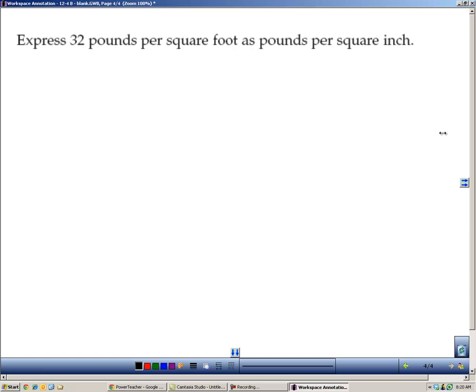Here's an example with an interesting twist. We have to express 32 pounds per square foot as pounds per square inch. So we'll start with 32 pounds over 1 square foot, which means that's feet squared. So there are actually 2 feet units we have to cancel. So we can't just say that 1 foot is 12 inches.